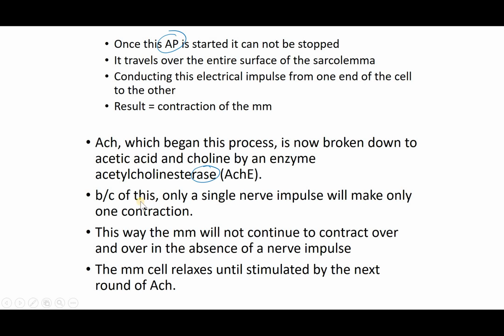Because of this, only a single nerve impulse will make only one contraction. This way the muscle will not contract over and over and over again. There's a refractory period that takes place, and that is designed to protect you. That is designed to help smoothen out the muscle contraction.